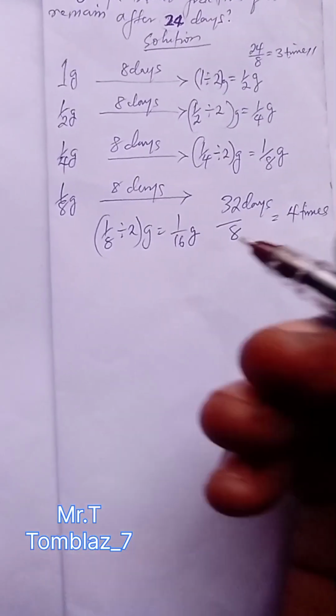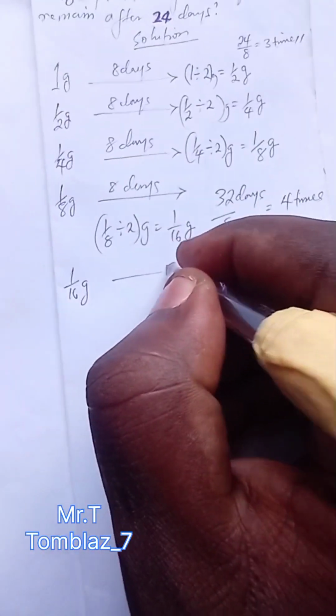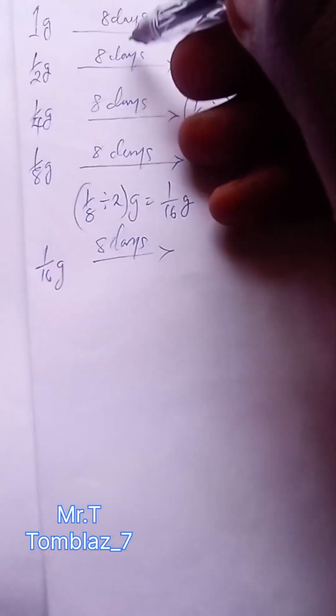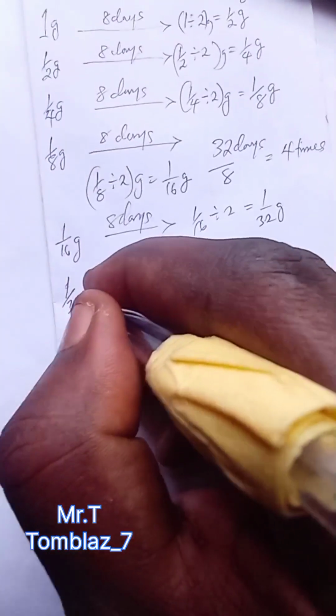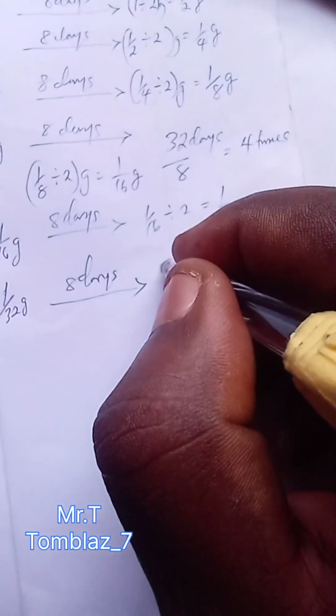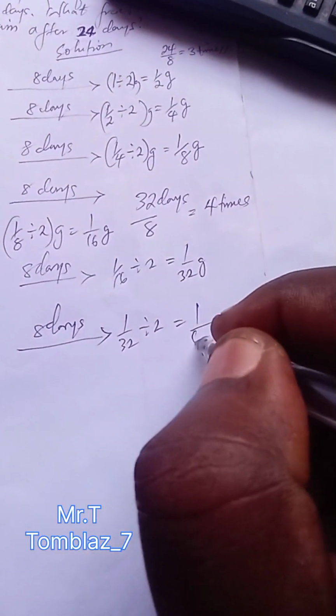Just know that the denominator will keep increasing in this case, since we are not breaking the fractions into decimal places, right? So here, for the next 8 days, we'll now be having 1 over 16 divided by 2, which will give you 1 over 32 grams. For the next 8 days again, we have 1 over 32 divided by 2. So it will give you 1 over 64 grams.